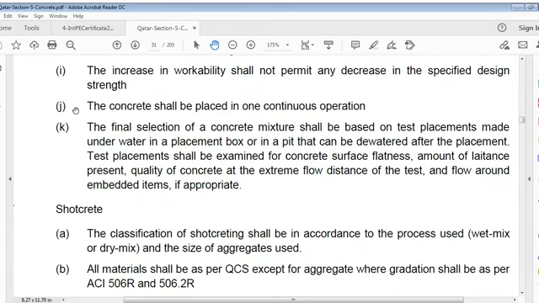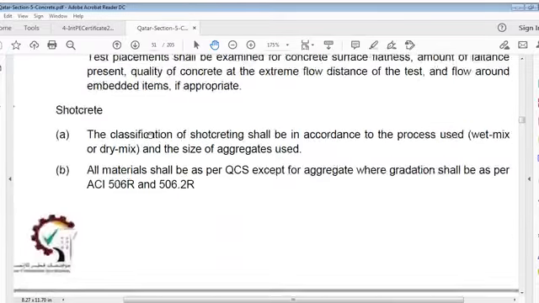Final selection of concrete mixture shall be based on test placements made underwater in a placement box or in a pit that can be dewatered. After placement, test placements shall be examined for concrete surface flatness, amount of laitance present, quality of concrete at extreme flow distance of test, and flow around embedded items if appropriate.